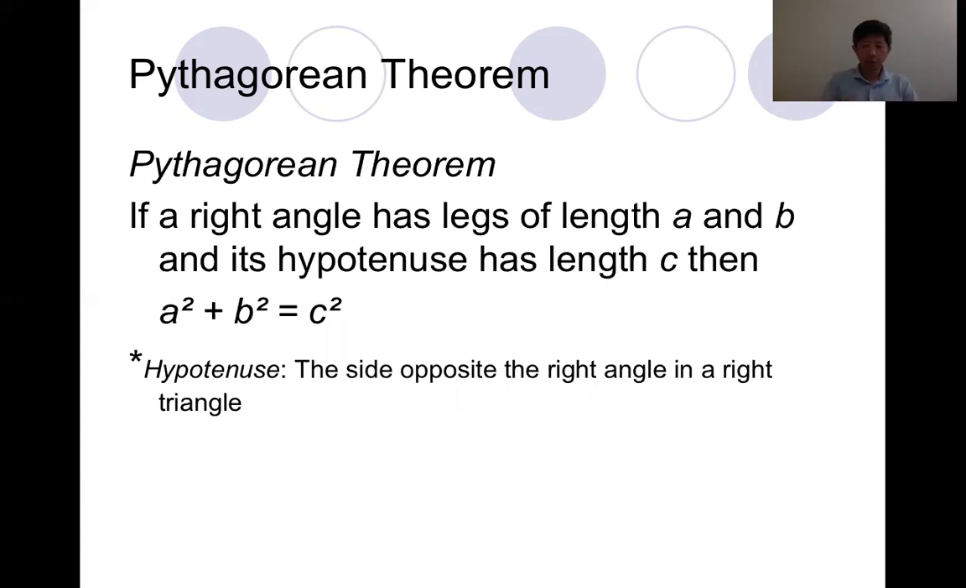So here is a right triangle. This is leg A, this is leg B, and then the hypotenuse is C. The side opposite the right angle is C. C is the hypotenuse.